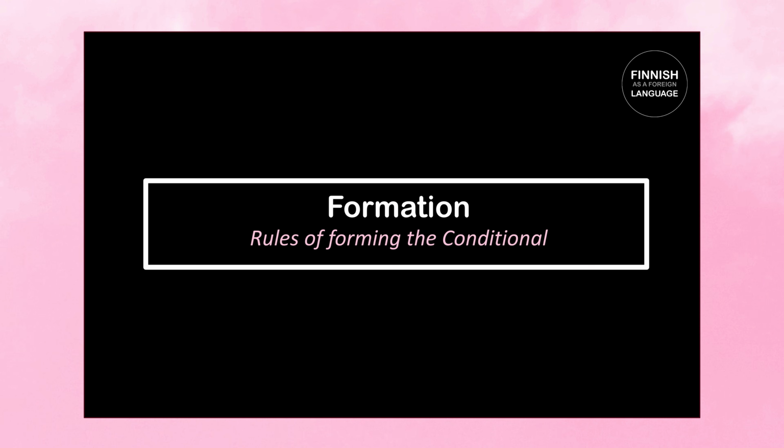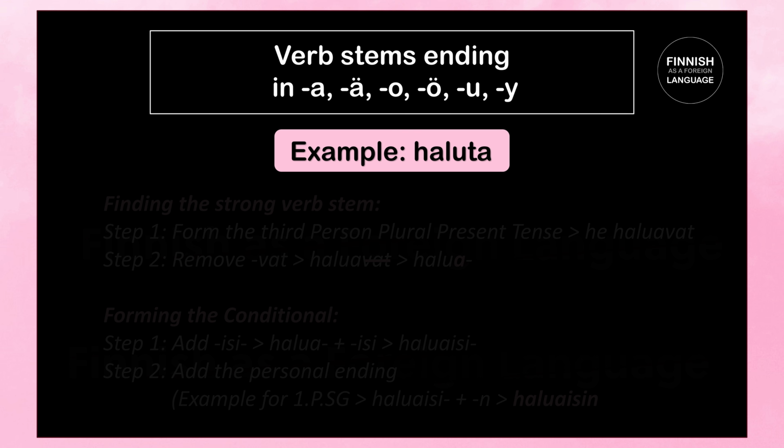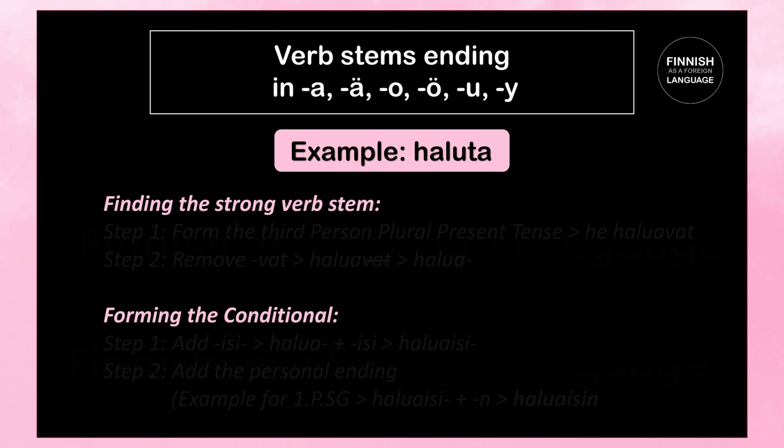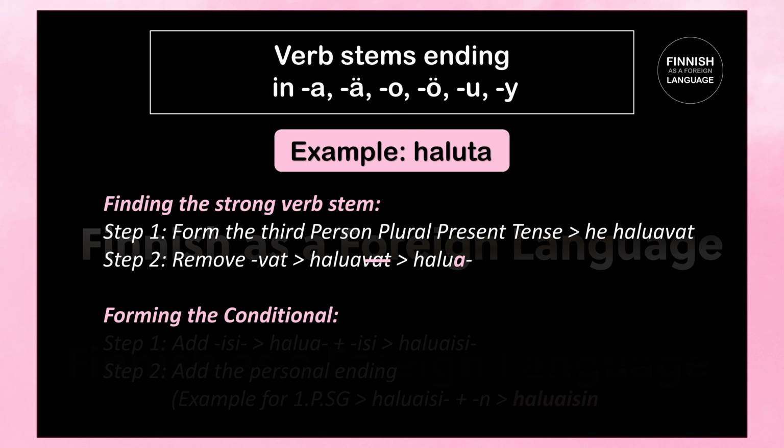Now let's focus on the formation. Rule number 1, verb stems ending in a, o, u or y. An example of a verb with a stem that ends in a is haluta, which means to want. First, let's see how we get the verb stem of haluta. Step number 1. In order to form the verb stem, we have to form the third person plural present tense of haluta, which is he haluavat. Step number 2, remove the vat ending. So haluavat changes to halua. This is our verb stem.